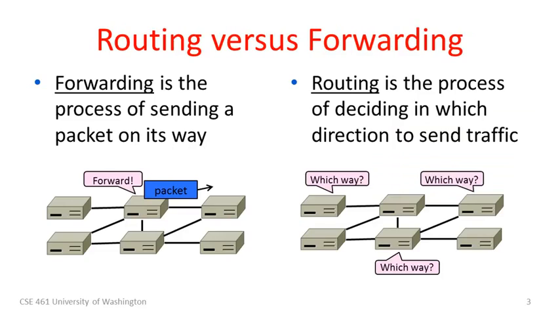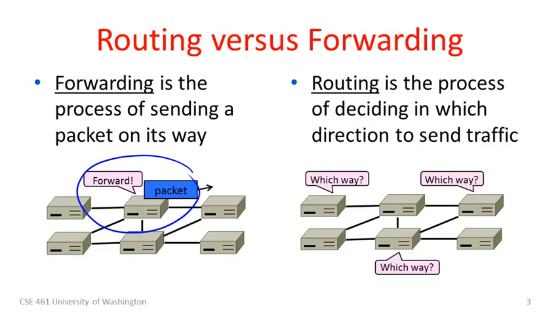Before we dive into it, let me go over the distinction between routing and forwarding to make sure that you recall it from previous lectures. Forwarding is the process of, when you get a packet, actually sending it on its way. So it's very much a local node process. You can see here a node gets a packet and forwards it, sends it in the right direction. And we've looked at that already and seen how IP forwards.